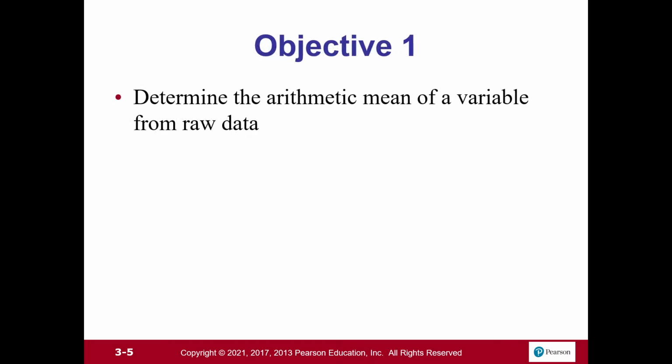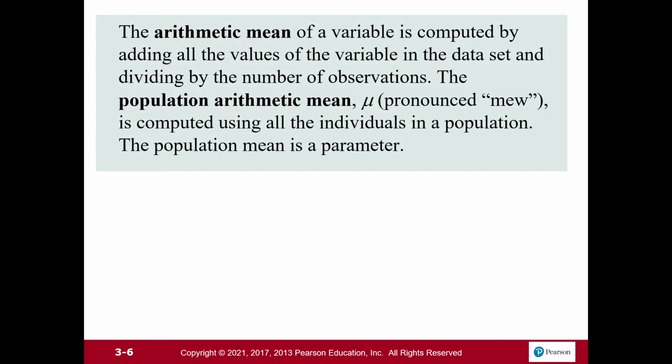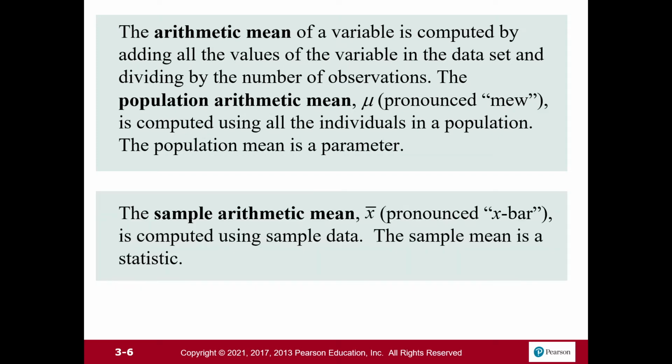So determine the arithmetic mean of a variable from raw data. And when we say variable, we're talking about some data set. And also when we take the mean, we're usually assuming that the data is a sample, whereas the population arithmetic mean is described as mu, the Greek letter mu, and that's computed using all the individuals in the population. And mu is a parameter, whereas the arithmetic mean of a sample is a statistic. We call that x bar. Okay?